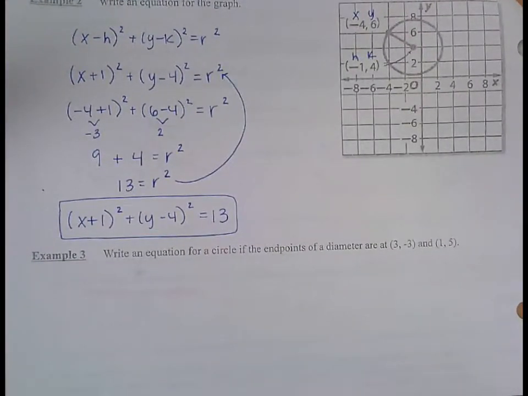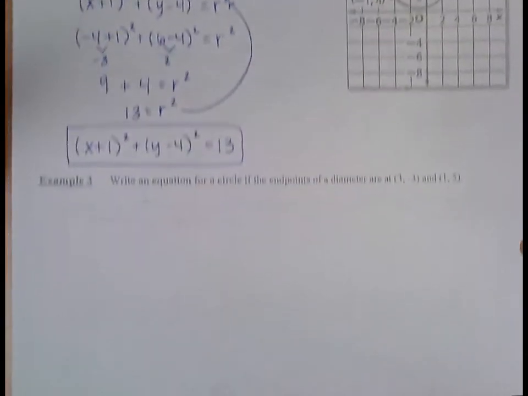So if you ended up taking the square root of each side to get r, you would just be squaring it back to get 13 anyway. So I wouldn't have to do that in this case unless the question specifically asked me for the radius, which it doesn't. It just wants to know the equation. Questions on that one? All right.